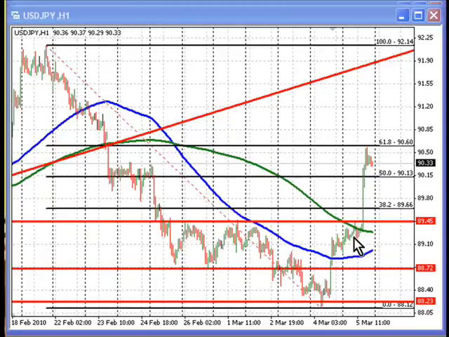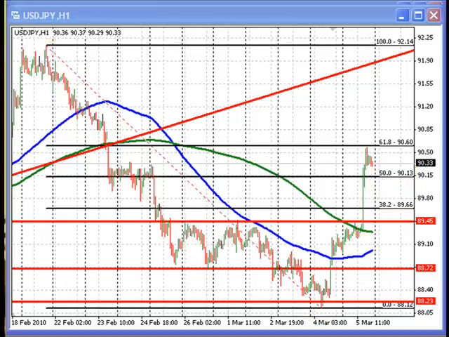Friday's move took the price back above the 100-hour moving average and moved above the 200-hour moving average at this point, when the market was able to hold these levels in this area. The market moved to the upside, went through the 38.2% retracement of the move down from this high to this low at 89.66, and then went through the 50% retracement, also at 90.13. The 90.13 level is of significance.